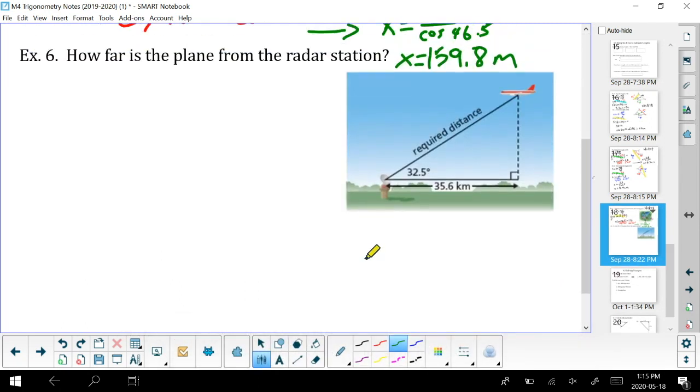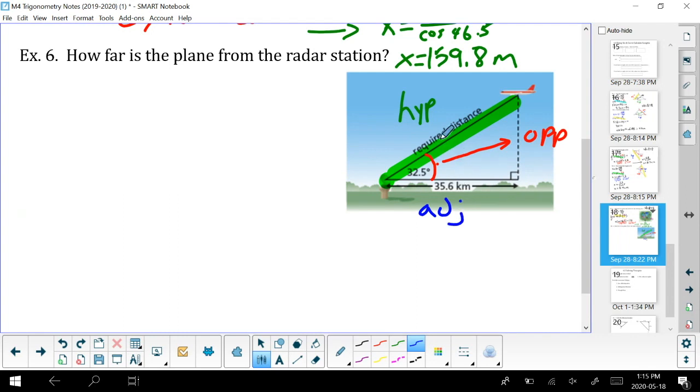Question number 6, it asks us, how far is the plane from the radar station? So if we're looking from the plane to the radar station, we can see that we're really just looking at this distance right there, and it tells us it's the required distance. And we're given this side length of 35.6 here at the bottom. So again, our first step is to identify our reference angle, which will be right here in the corner. Directly across from that is the opposite side. We know that here is going to be my hypotenuse. Again, it's directly across from your right angle. And we have this side, which will be your adjacent side.